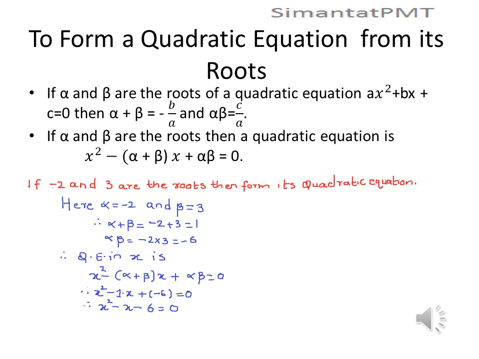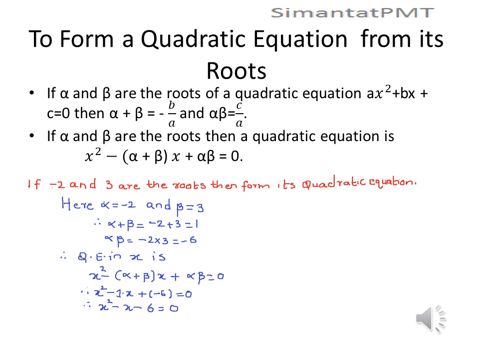Now let us form a quadratic equation from its roots. If alpha and beta are the roots of a quadratic equation, ax square plus bx plus c equal to 0, then sum of the roots alpha plus beta equal to minus b upon a, and product of the roots alpha into beta equal to c upon a. If alpha and beta are the roots, then a quadratic equation is x square minus alpha plus beta into x plus alpha beta equal to 0.